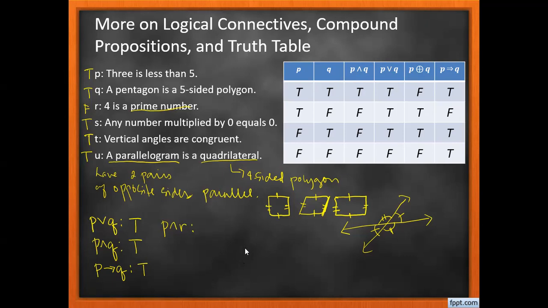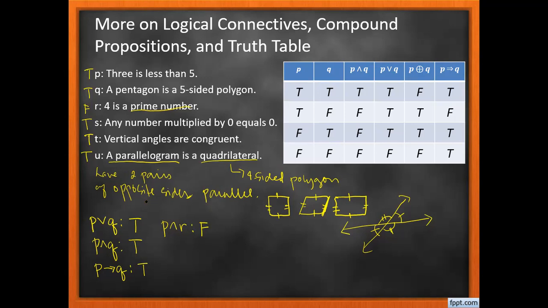because statement R is false. So our rule in order for P and R to be true, both P and R must be true. Since R is a false statement, then P and R is false. That's right.